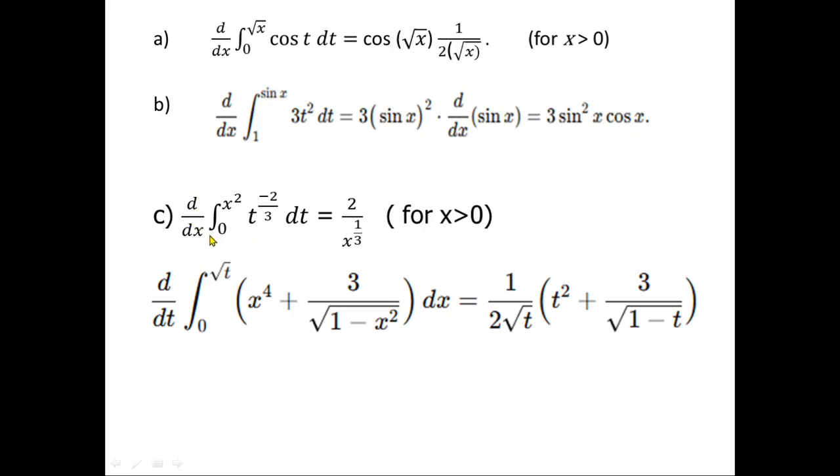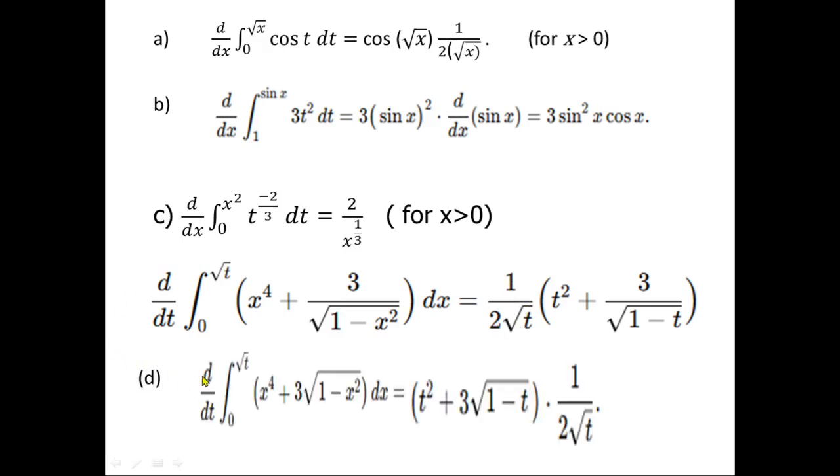For the function d by dx of the integral from 0 to x square of t power minus 2 by 3 dt, that equals 2 by x power 1 by 3. And the next problem is d by dt of the integral from 0 to root t of (x power 4 plus 3) by square root of 1 minus x square dx, that equals, you substitute this root t in place of x, then it becomes t square plus 3 by square root of 1 minus t, and the differentiation of root t, that is 1 by 2 root t.